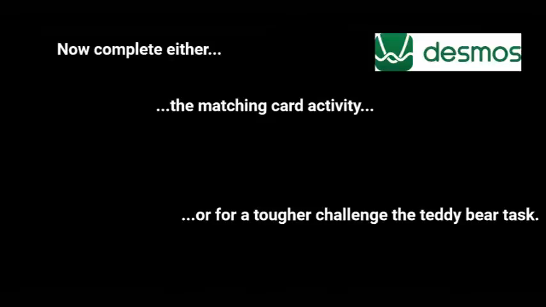It might feel like that we've rushed through that and you're not really sure what's going on. You've got your notes that you've taken now, and what I'd urge you to do is to use Desmos on your phones, so you can enter those equations and see what appears. So your task now is to either complete the matching card activity or, for a tougher challenge, the teddy bear task.